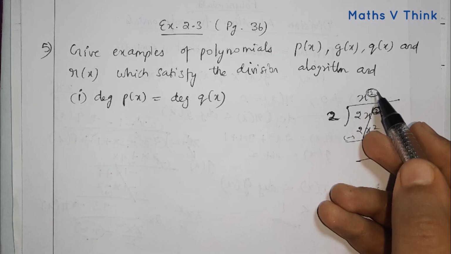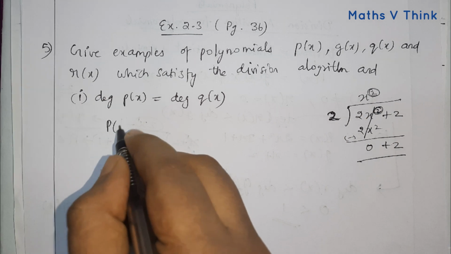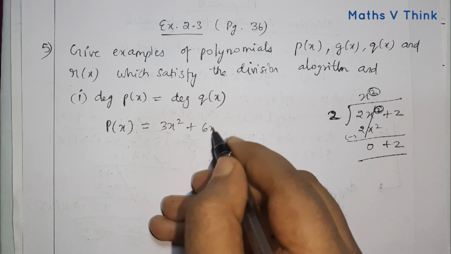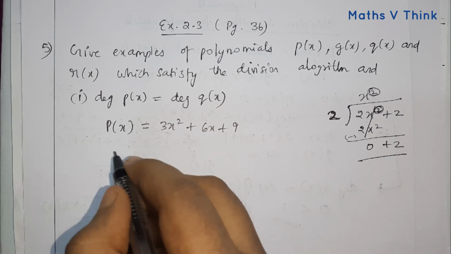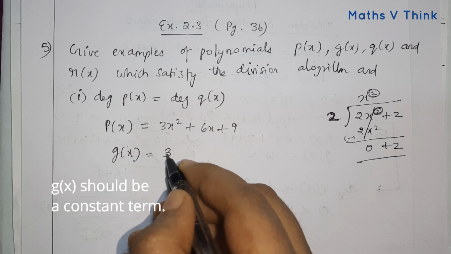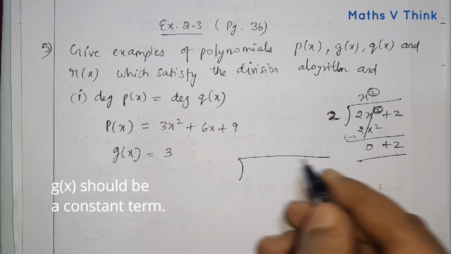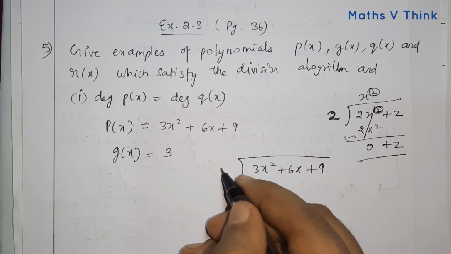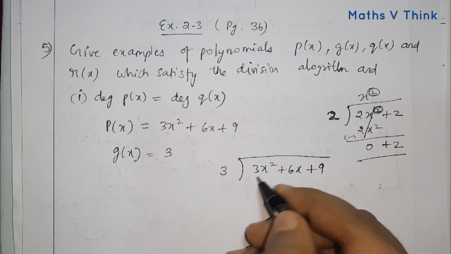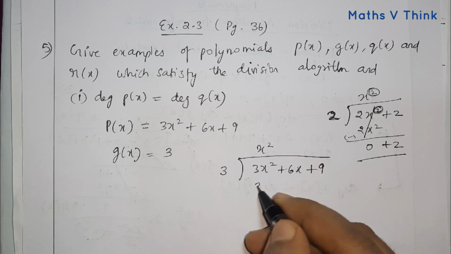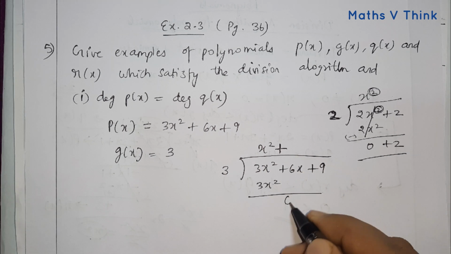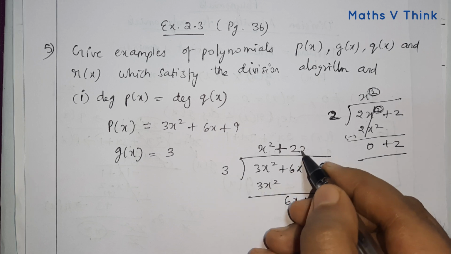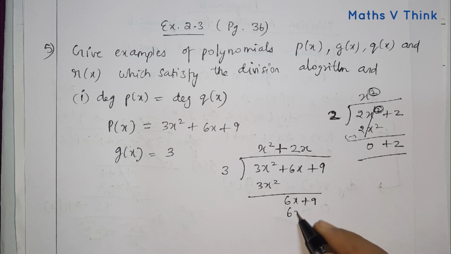So let's take p of x be 3x square plus 6x plus 9 and g of x be 3. So now you divide 3x square plus 6x plus 9 divided by 3. So 3 is already there. I need to put here x square. So 3x square. Then 3 twos are 6. Then x. So 3 into 2 is 6x.